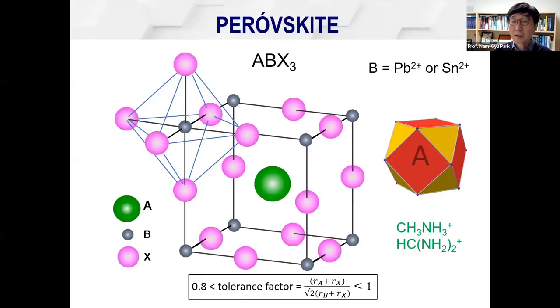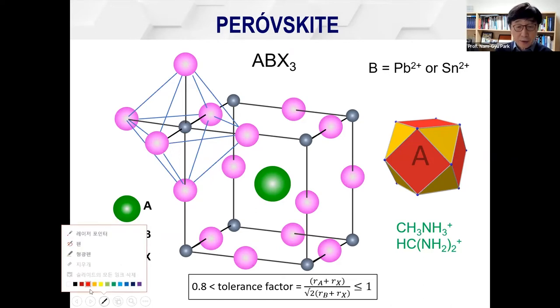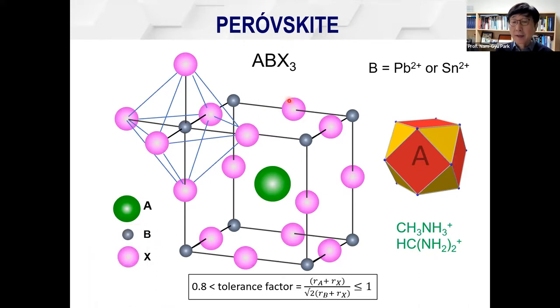The perovskite is a mineral structure with the chemical formula of ABX3, as you know. Here the A site has the cuboctahedral geometry and B has the octahedral geometry, and X is an anion. Usually for the perovskite solar cell, the B-site cation is lead 2+ or tin 2+ or a mixed alloy. And for the A-site cation, previously we usually used methylammonium, but now we use the formamidinium cation.